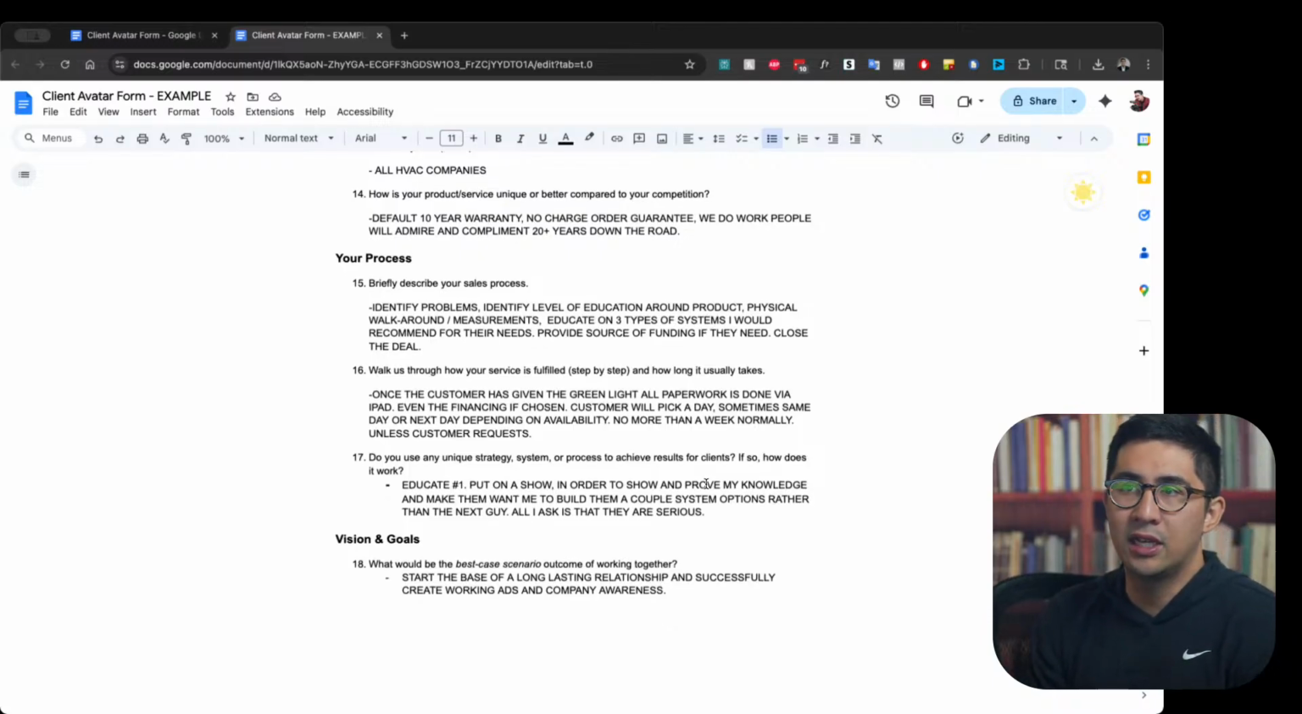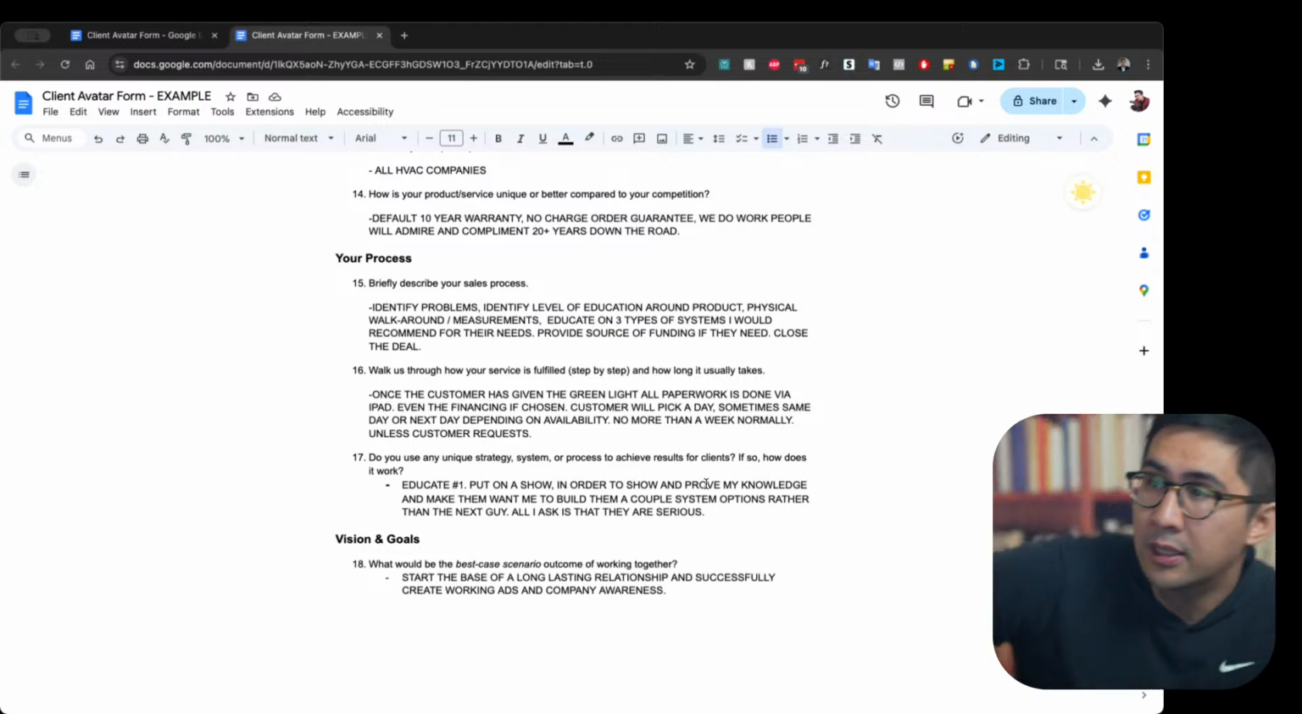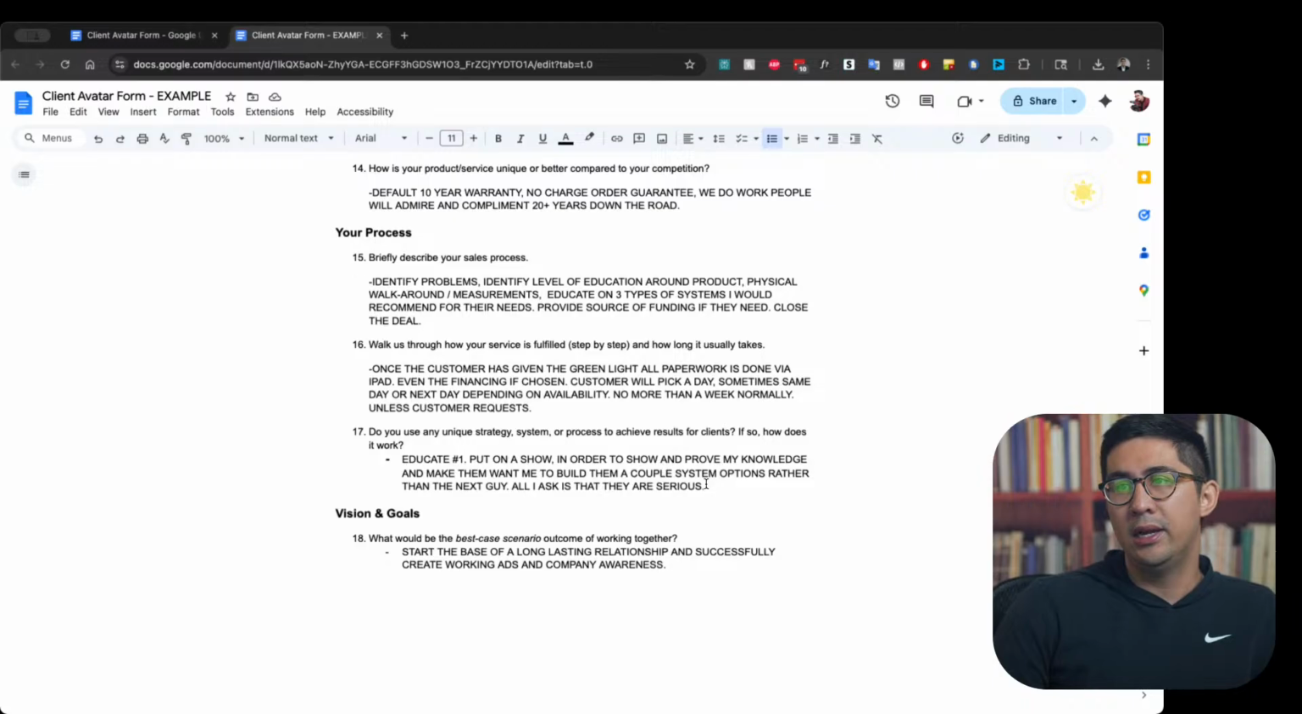So what they do is they identify problems, identify the level of education around the product. They do a physical walk around, right? Estimate, they take measurements, and they educate their clients or their prospects on 3 types of systems that they would recommend for their needs. And they would also provide some funding if they need, and then hopefully close the deal. Cool. It's pretty straightforward, right? Number 16, step by step for fulfillment. I'll let you read that, but that's pretty straightforward.